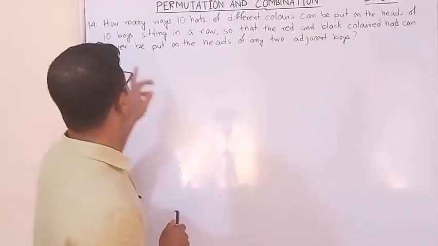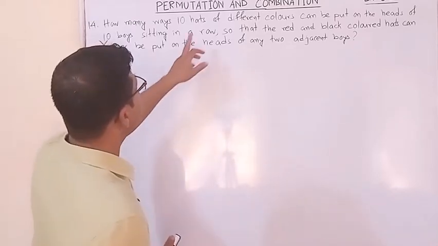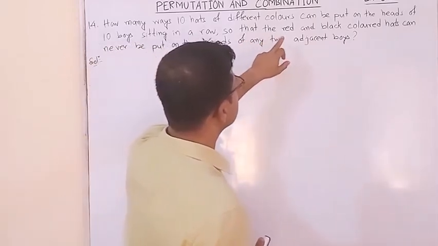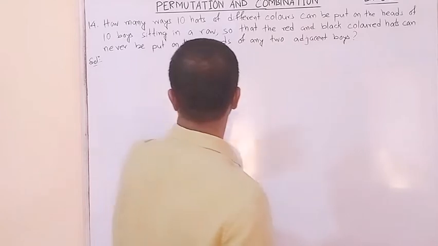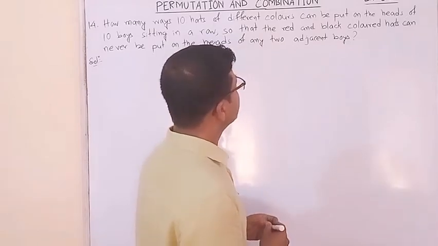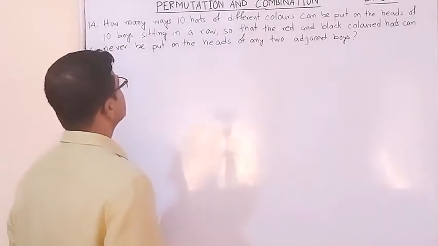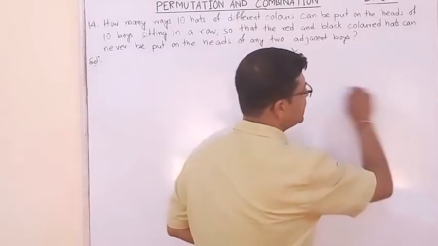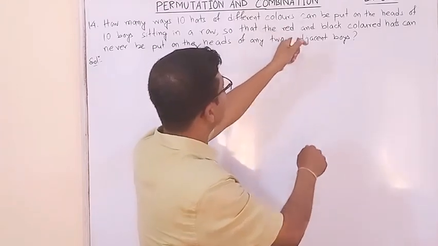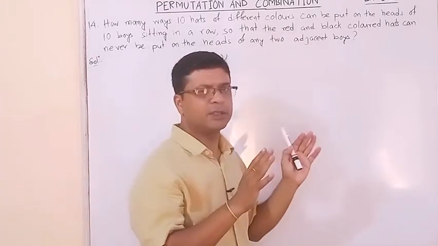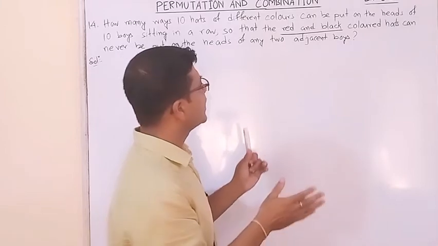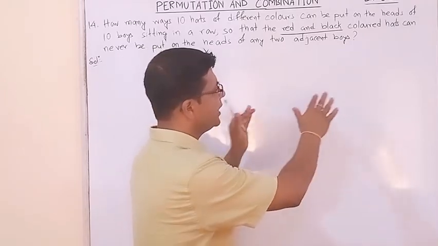Okay, my beloved students, let us read question number 14. How many ways can 10 hats of different colors be put on the heads of 10 boys sitting in a row so that the red and the black colored hats can never be put on the heads of any two adjacent boys? Here you please try to understand the question. There are 10 boys sitting in a single row. Then you have to put hats. How many hats are there? 10 hats are there. But all the colors are not discussed. We have to discuss this red and black color. Red and black color hats should not be together on the heads of the boys.